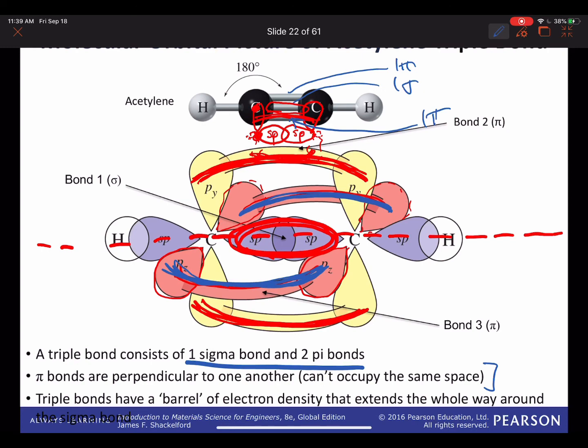And triple bonds have a barrel-type electron density as a result, right? We have electron density above and below and in front and in back, almost like a barrel, like a pipe. And so, of course, bond rotation is going to be even more restricted because we have structure before, in front and back, on top and below, restricting that rotation.